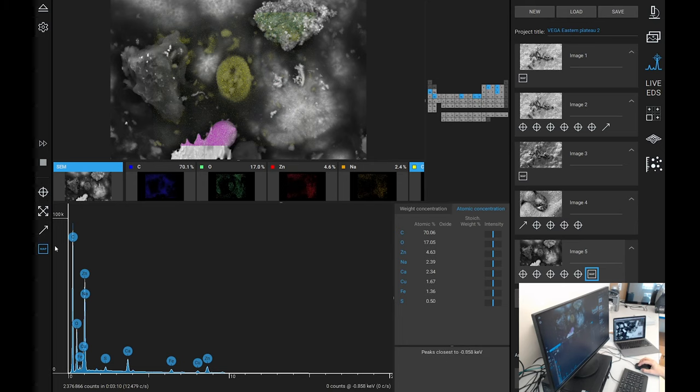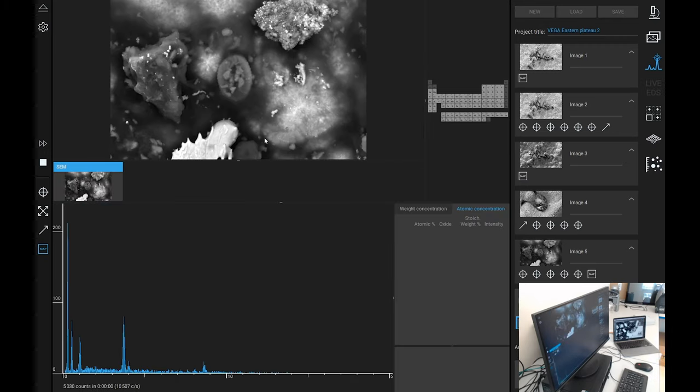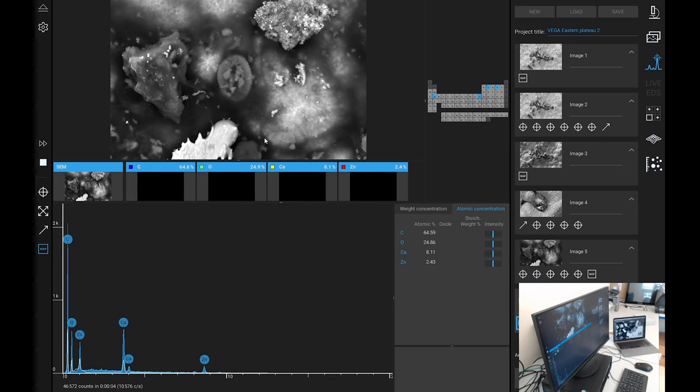Okay, so that's done. So I think we're going to do another map, but we're going to take it just off the central section there. Just to put another plus here, another map, and just do one little map there. What a finding, what a finding.